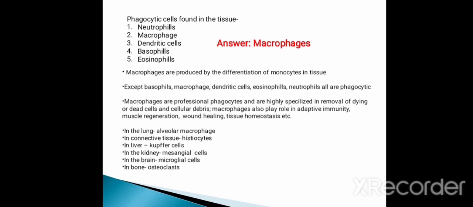Macrophages also play a role in adaptive immunity, mast cell generation, wound healing, tissue homeostasis, etc. In the lung, the macrophage is known as alveolar macrophage. In connective tissue, it is known as histiocytes. In liver, the macrophage is known as Kupffer cells. In kidney, it is known as mesangial cells. In the brain, the macrophage is known as microglial cells. And in bone, the macrophage is known as osteoclast.